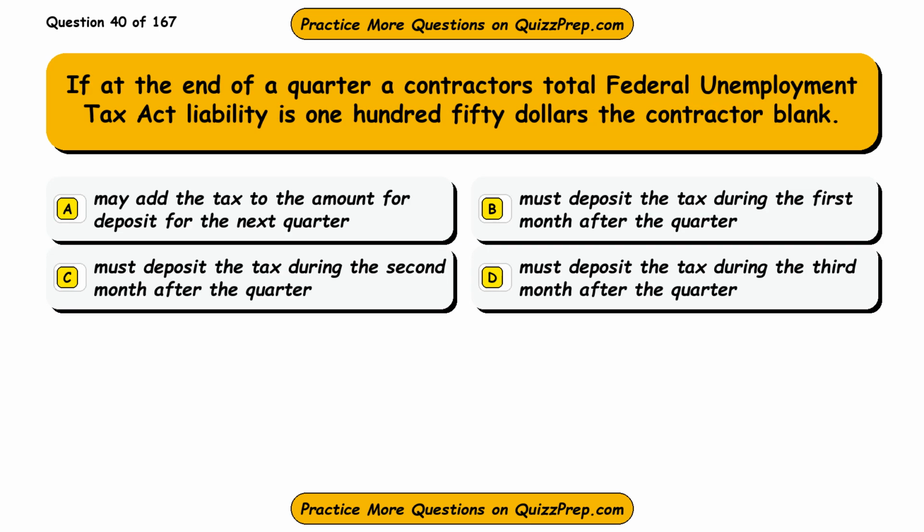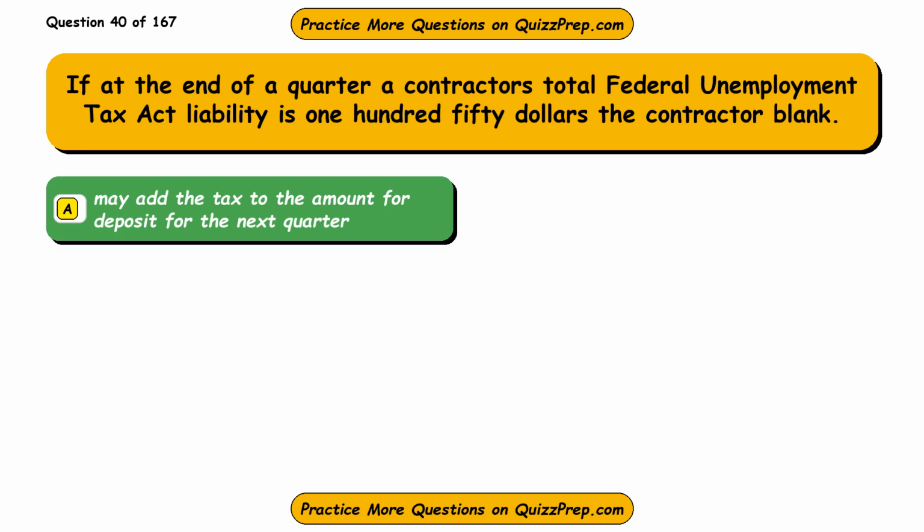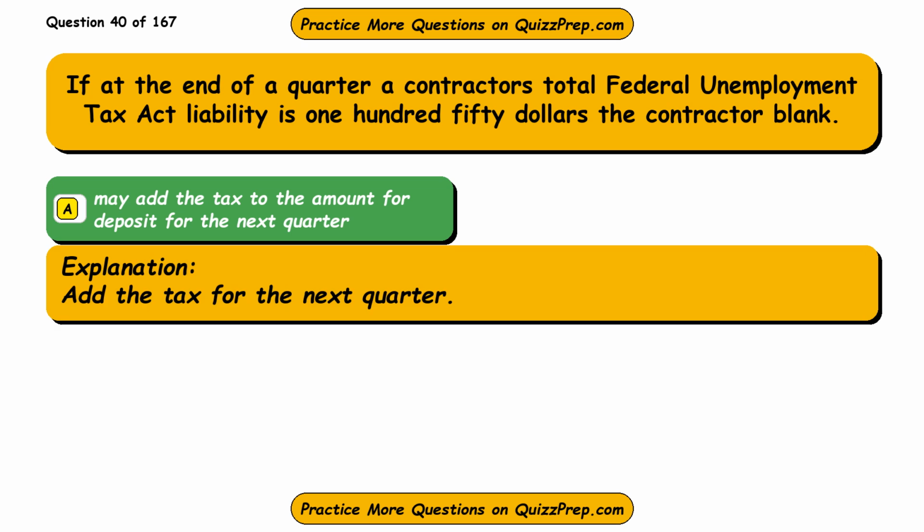Question 40. If at the end of a quarter a contractor's total Federal Unemployment Tax Act liability is $150, the contractor blank. Option A, may add the tax to the amount for deposit for the next quarter. Option B, must deposit the tax during the first month after the quarter. Option C, must deposit the tax during the second month after the quarter. Option D, must deposit the tax during the third month after the quarter. The correct answer is option A, may add the tax to the amount for deposit for the next quarter. Add the tax for the next quarter.